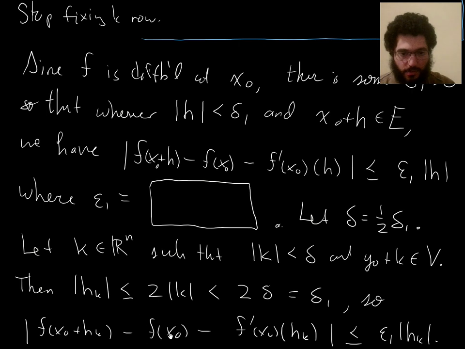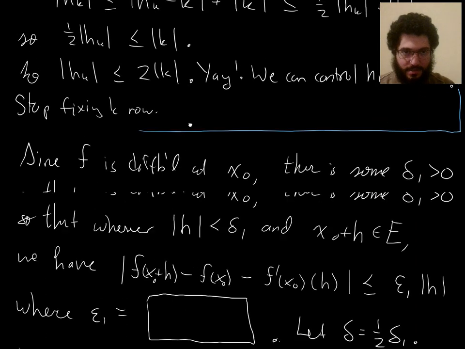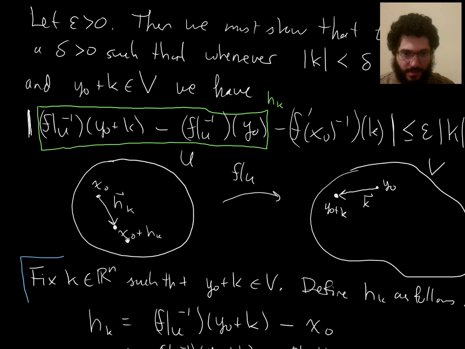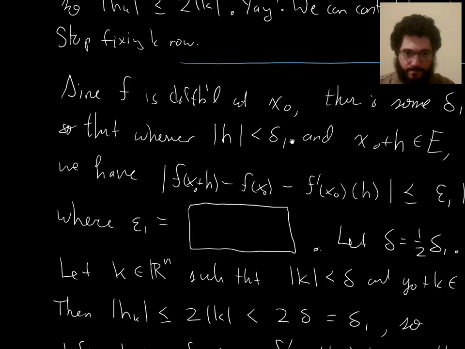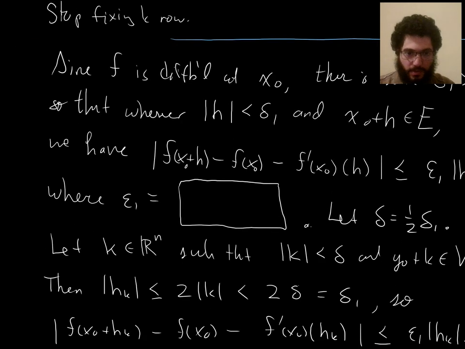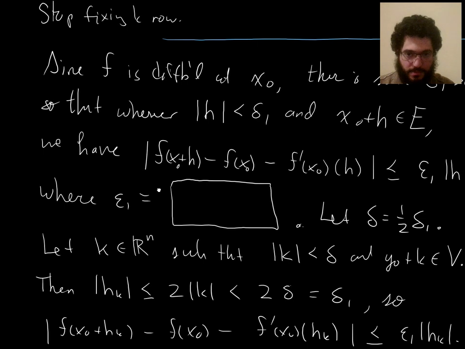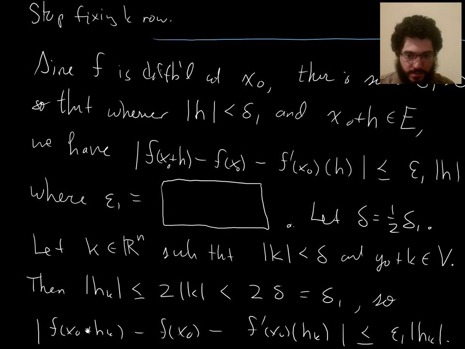And by the way, what you're looking at here, f of x0 plus h_k minus f of x0: x0 plus h_k is, or f of x0 plus h_k, that's just y0 plus k, right? And f of x0 is just y0. So by the definition of h_k, that difference, f of this point minus f of this point, is k. So what we are looking at here, this difference, this is k.